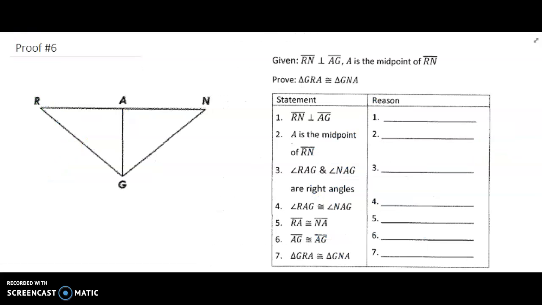All right, there's one more in this foldable. I want you to go ahead and try to do this one on your own again, and then we will go over it together.